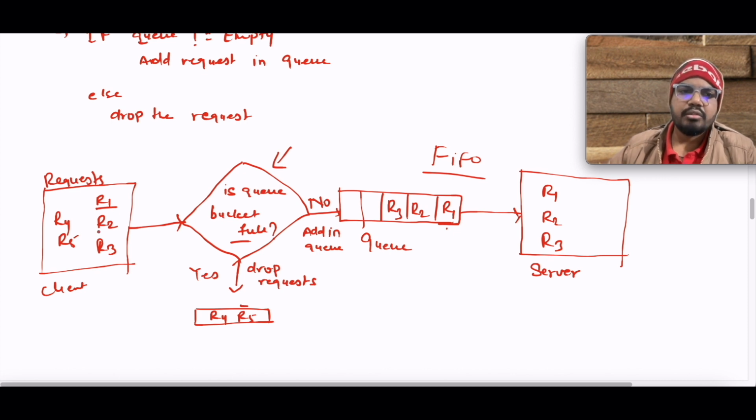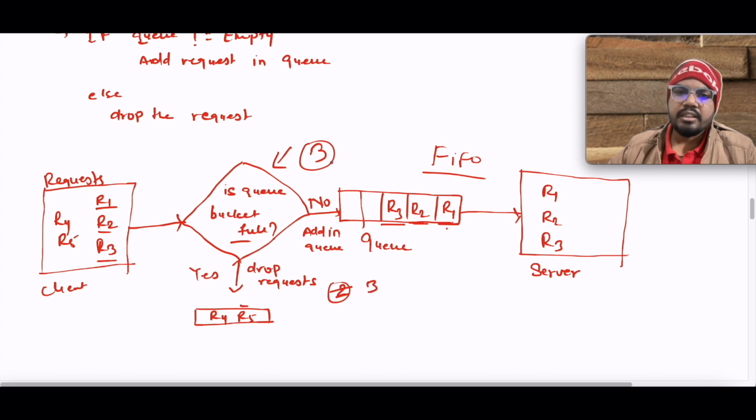Now when the second request R2 comes, it checks, because the bucket size is 3 here. Is it full? No, it is not full. So it will add it to the queue, then increment the token count in the bucket. So it will be 2. Now the third request comes. It checks if the bucket is full. No. Then it will add the request and increment it. So it will be 3, and the bucket size is also 3.